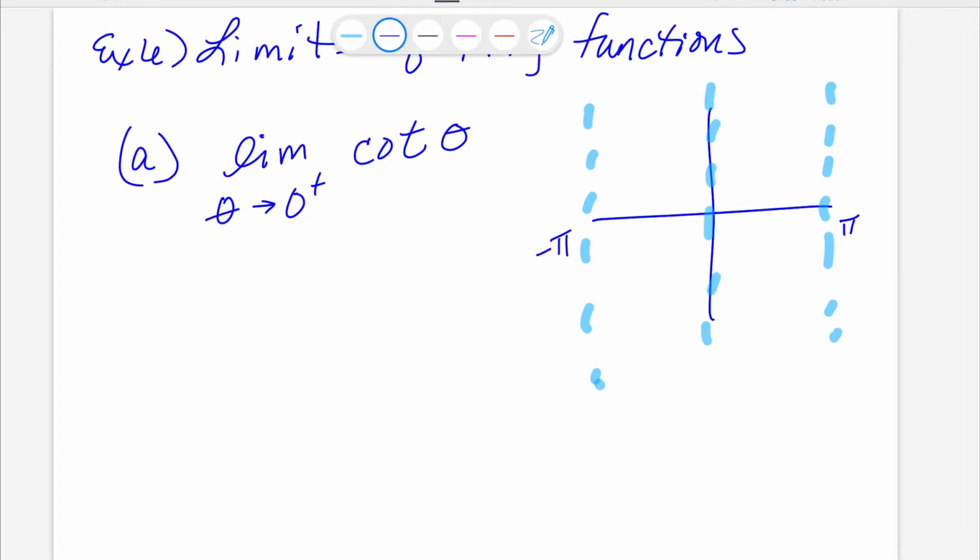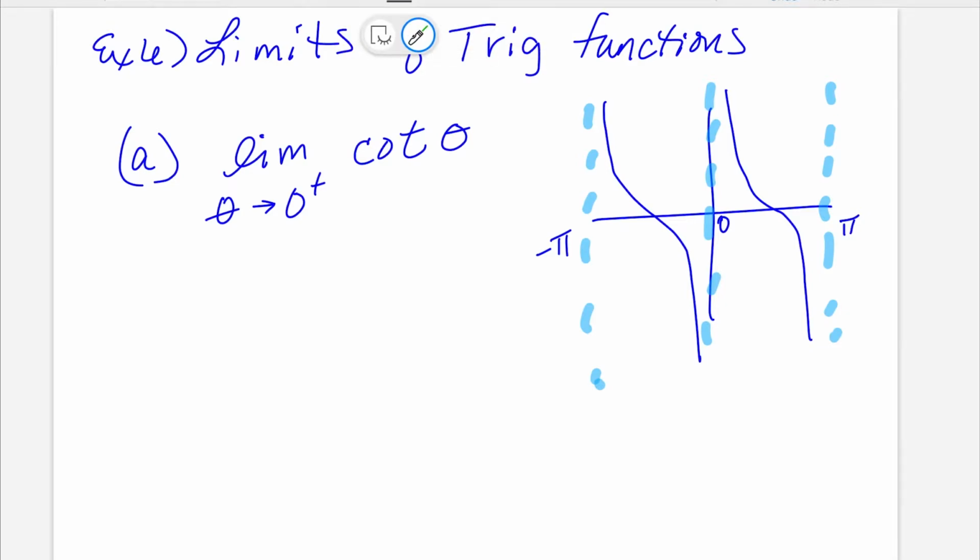And cotangent is going to come down like this, right? As long as you know where those asymptotes are. If I'm looking at 0 and you know what cotangent is, then as I approach 0 from the right, what's happening? Where's my graph going? Positive infinity.